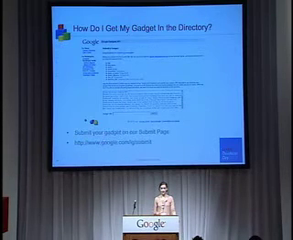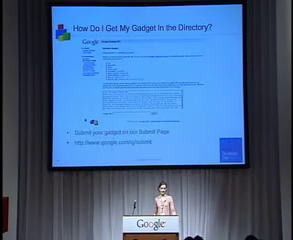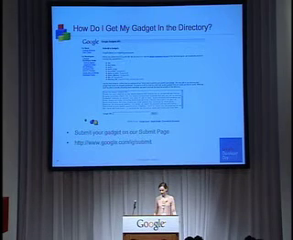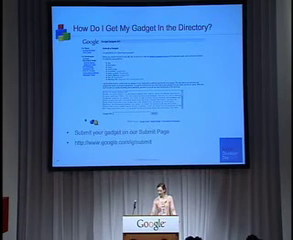So that's actually all you have to do. You go to this page. I put the URL at the bottom, but you can also find it in our API docs. You just put the URL of your gadget on this page, submit it. And this page will actually parse the gadget and report to you any errors if they exist. And if there are no errors, you'll see your gadget in the directory a few days later. And that's it.